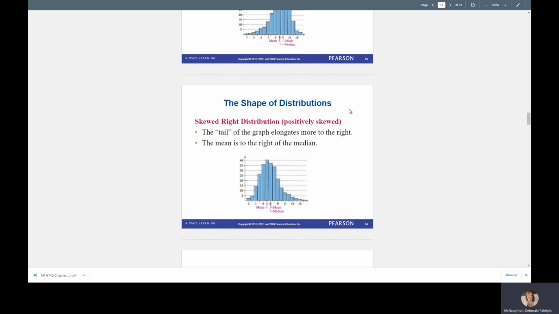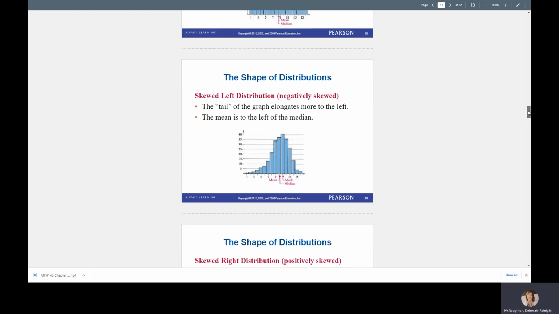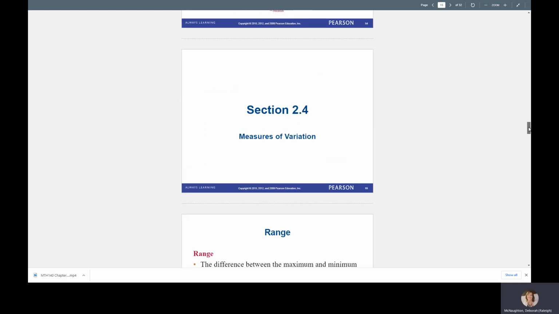A right-tailed distribution is positively skewed, so the tail elongates out toward the right. What happens here is that the mode is less than the median, which is less than the mean. So the mode ends up to the left of the median, and the mean ends up to the right of the median. So remember, the skewedness is which way it pulls the mean.